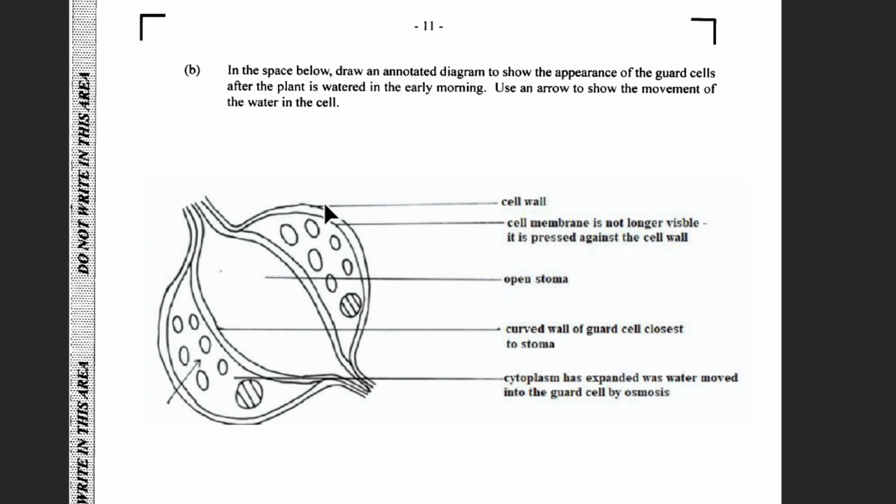So here we have the cell wall, and remember the cell wall is going to prevent it from bursting. The cell membrane is no longer visible, it's pressed against the cell wall because the cytoplasm is expanding, making the cell very turgid. The stomata is much more open now, so this orifice here is going to be a lot bigger, and the curved wall of the guard cell is going to be closest to the stoma, as you see in here. Cytoplasm has expanded as water moved into the guard cell by osmosis.